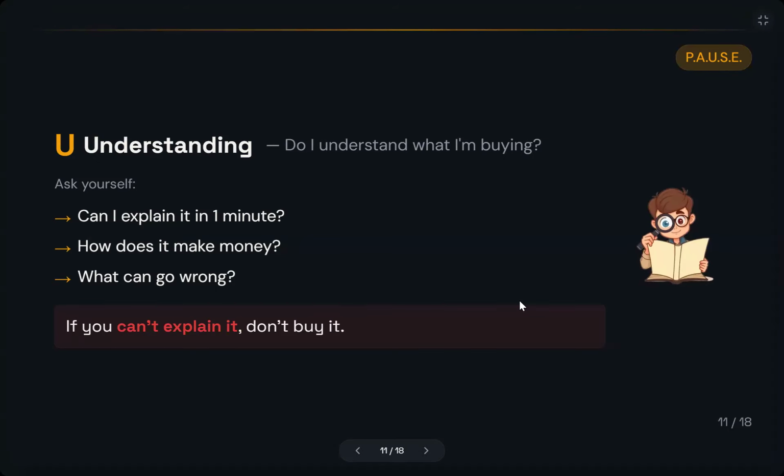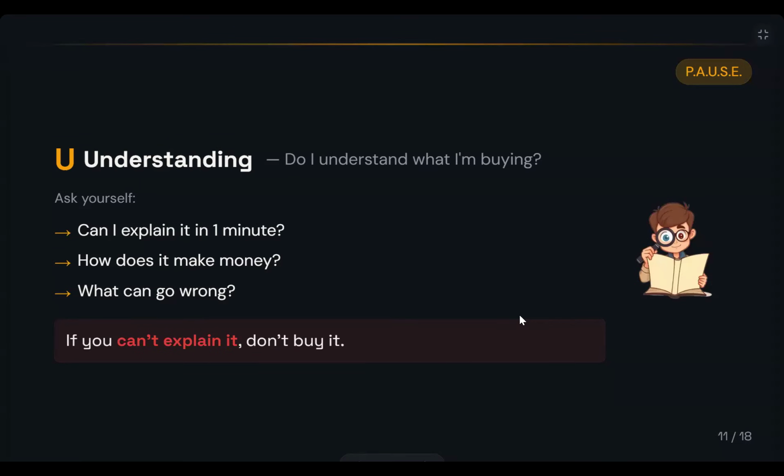U is for understanding. Do I understand what I am buying? Can I explain this investment in a minute? That is the question you have to ask. How does this make money? What can go wrong? If you can't explain it, don't buy it.